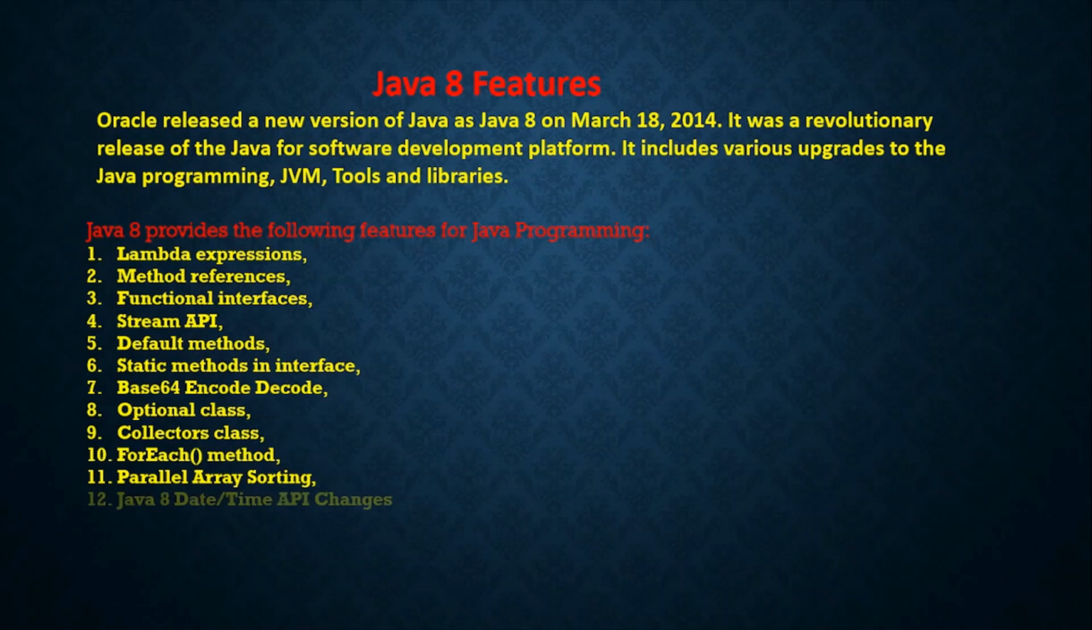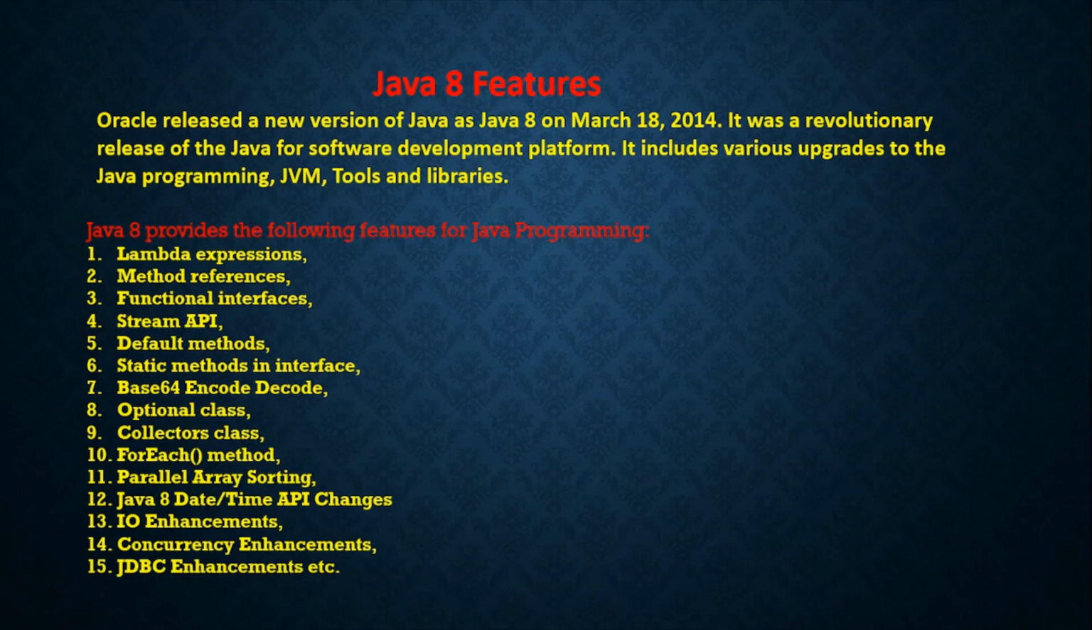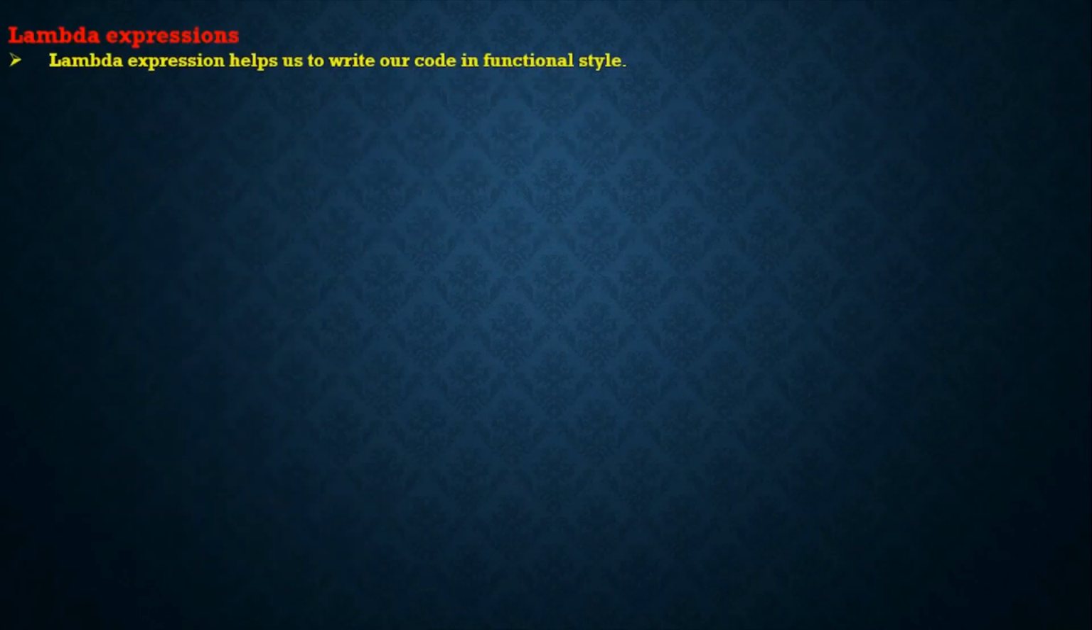And parallel array sorting, Java date and time API changes. What are the changes related to the date and time API? IO enhancement, concurrency enhancement, JDBC enhancement, and many more. I have listed out the important features. So let's start with lambda expression. Lambda expression helps us to write, it's a new feature in Java 8.